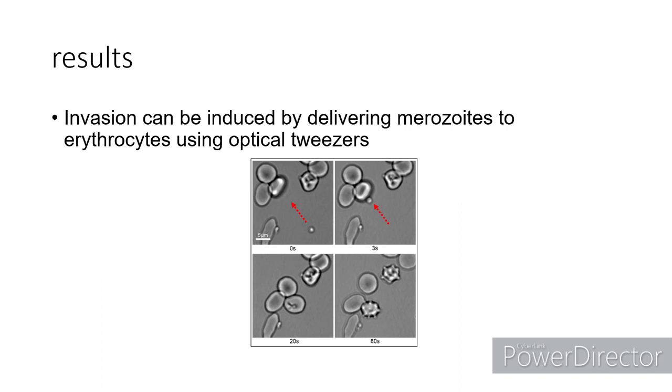And here is the first result. Invasion can be induced by delivering merozoites to erythrocytes using optical tweezers. At 0 seconds, the merozoite is not being caught by the optical tweezers. Then the authors delivered the merozoite by using optical tweezers to the erythrocyte, which takes 3 seconds. Then at 20 seconds, this is the progress of the invasion. And at 80 seconds, we can clearly see that the red blood cell has been deformed. This is called erythrocyte echinocytosis. It has many spikes here.